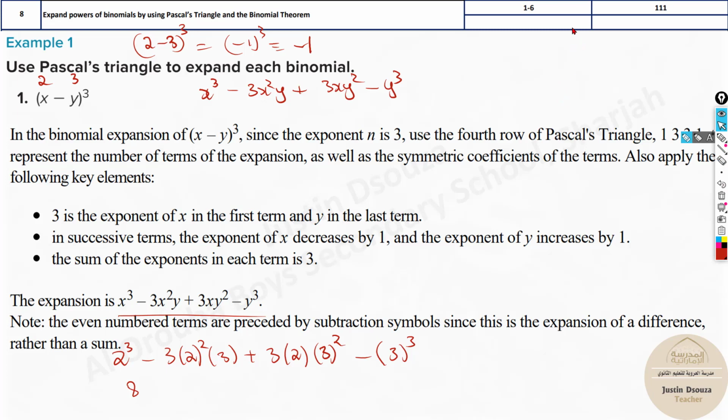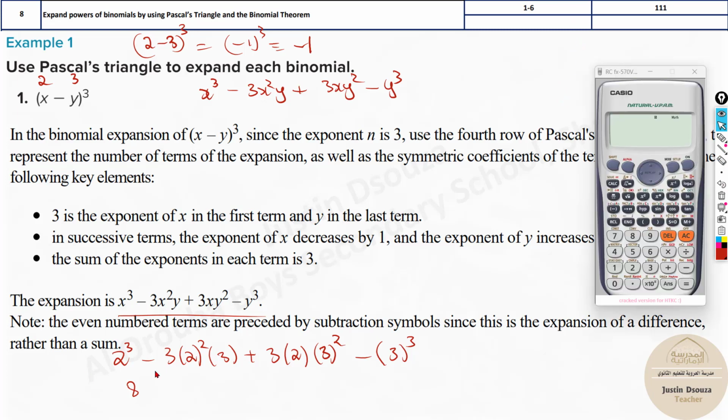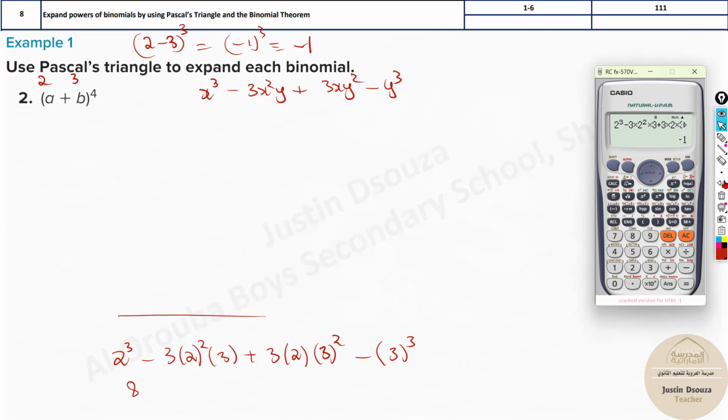Now let's take our calculators. Here you just substitute: 2 cube minus 3 into 2 square into 3 plus 3 into 2 into 3 square, and lastly minus 3 cube. It's minus 1. Over here also we found minus 1. This matches. All the other answers will not match, so you can disregard them. This is how we solve a Pascal's triangle problem.